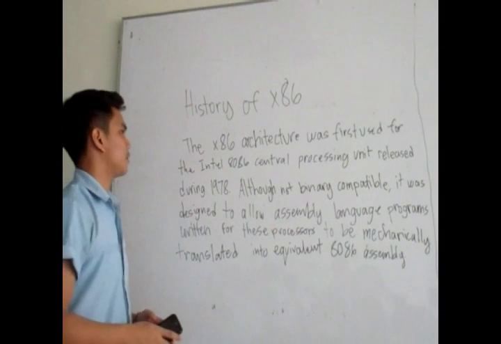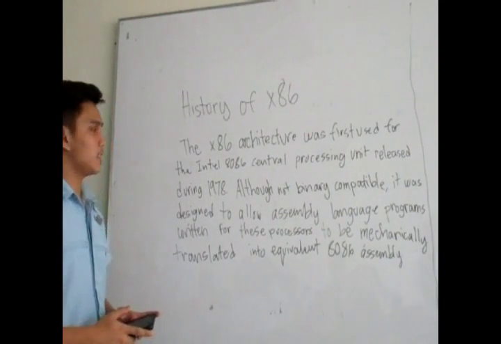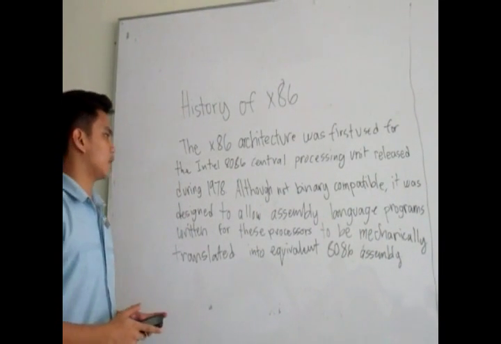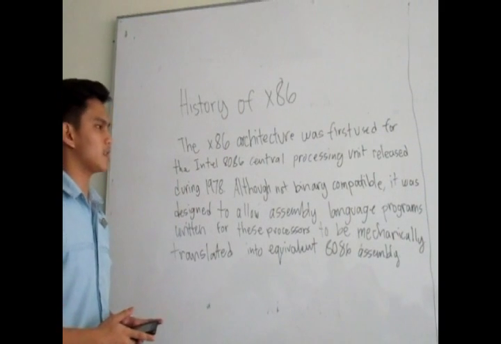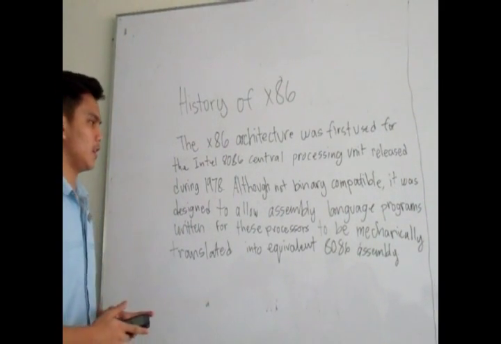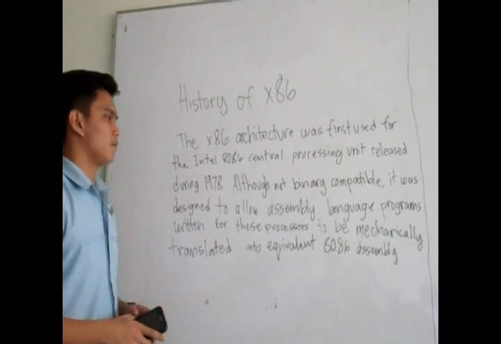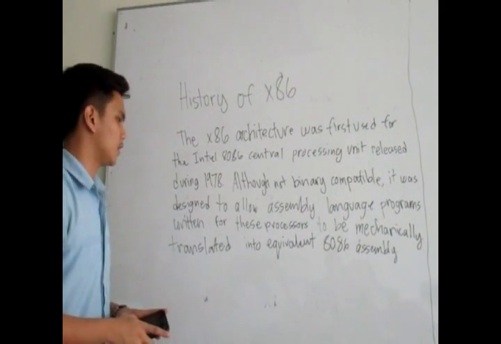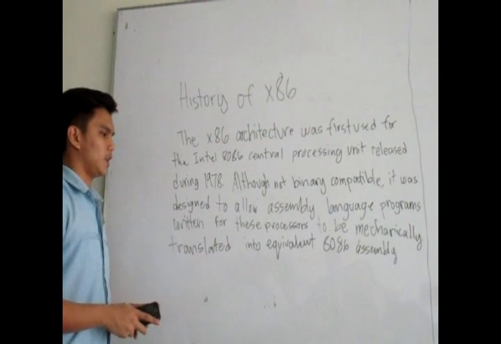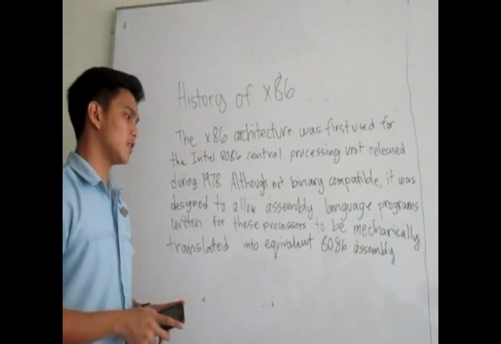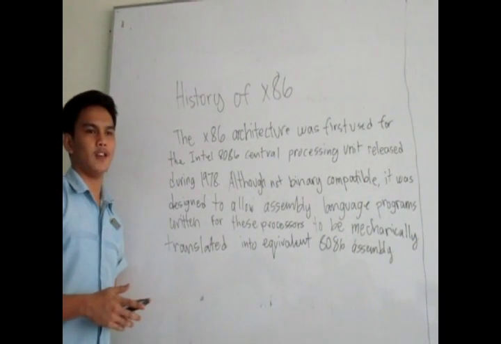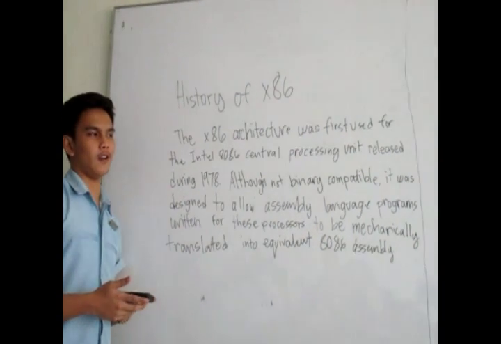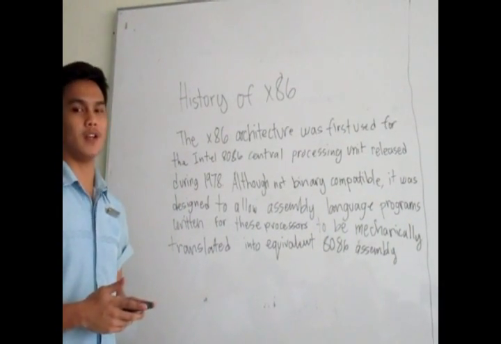Now, the history of x86. The x86 architecture was first used for the Intel 8086 central processing unit, released in 1978. Although not binary compatible, it was designed to allow assembly language programs written for earlier processors to be mechanically translated into equivalent 8086 assembly. And this actually made software migration tempting for many customers.